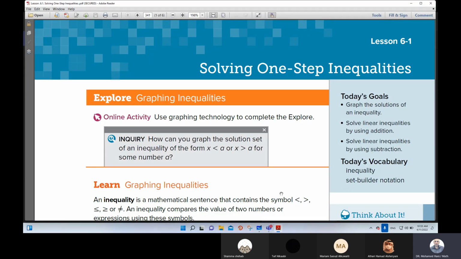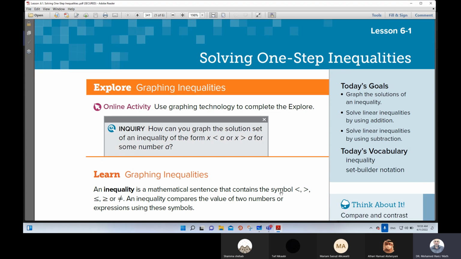Math grade 9 Algebra 1. We are in module 6 lesson 1, solving one-step inequalities. Solving one-step inequalities. So in this lesson we want to revise the meaning of the inequality and how to graph the inequality, then how to solve the inequality.